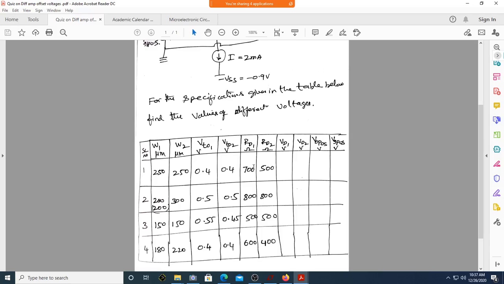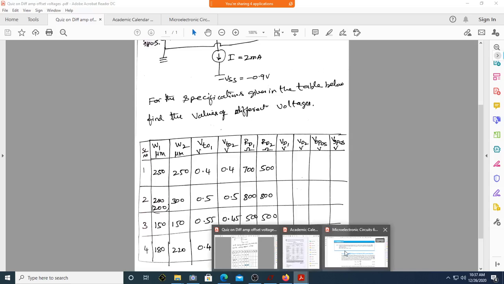See now, in this case, W by L of this is less, this is more. Correct? This will end up with some offset voltage. This will also end up with some offset voltage. So overall, we are supposed to apply an input offset voltage which will nullify both the offset voltages. Correct?